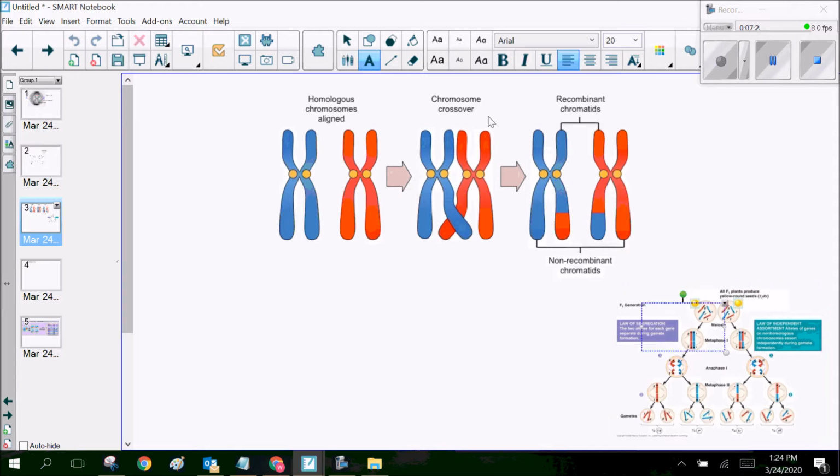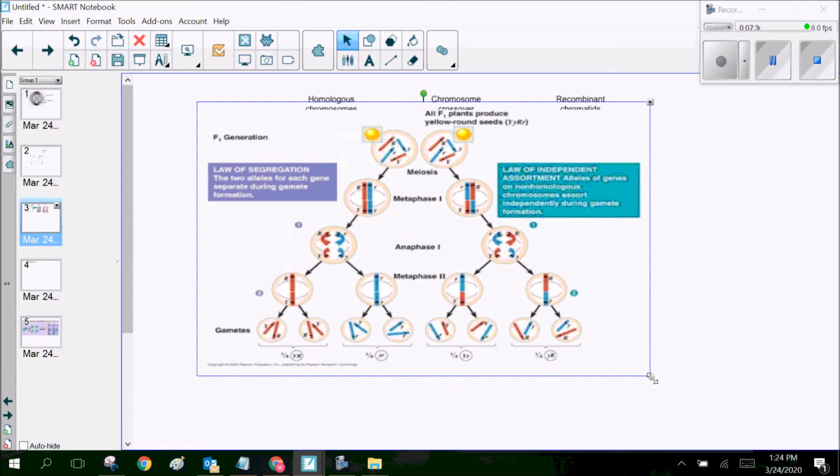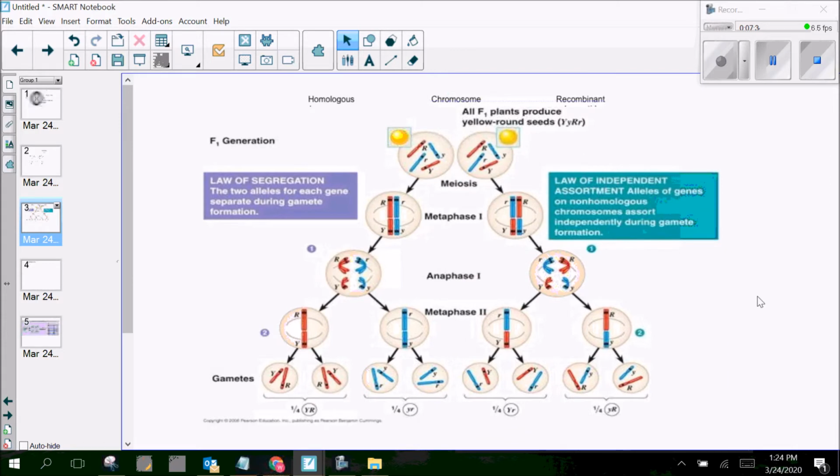What is the law of independent assortment and also the law of segregation, which I don't think that I talked about last time because, well, it's a lot all at once. But the law of segregation and independent assortment is beautifully shown in this graphic. Here we have meiosis, and meiosis is producing the four different gametes. This is meiosis happening twice. So this is the cell undergoing meiosis over here with the law of segregation, and this is that same cell undergoing the meiosis over here with the law of independent assortment.